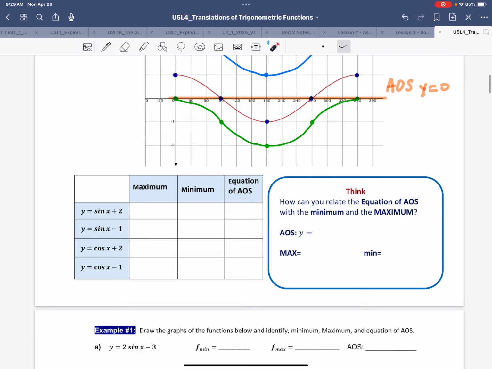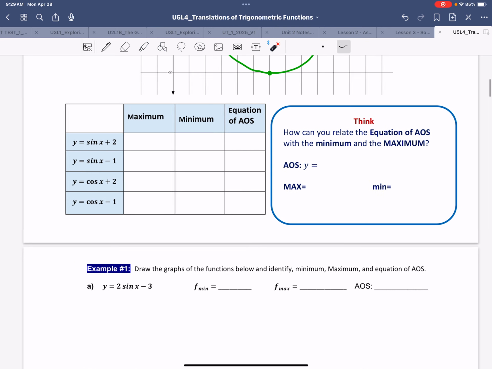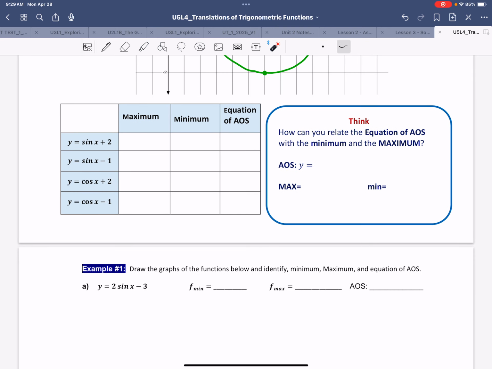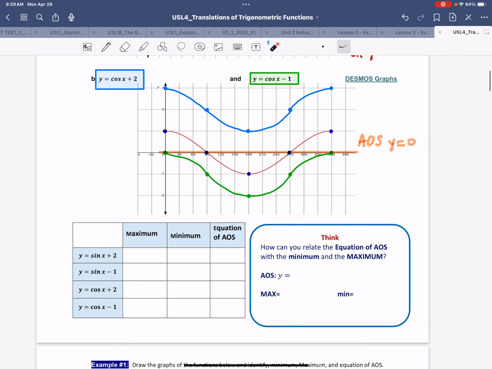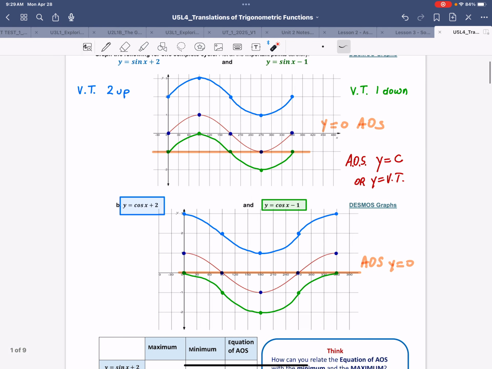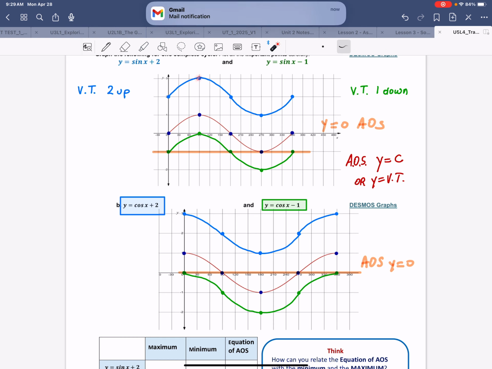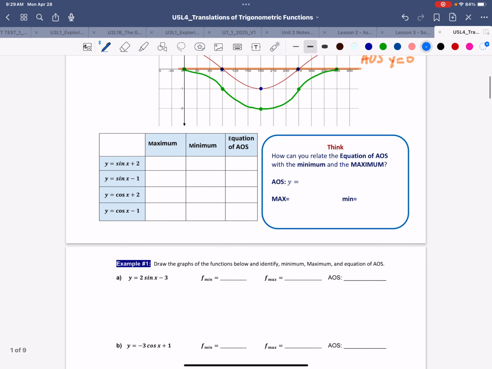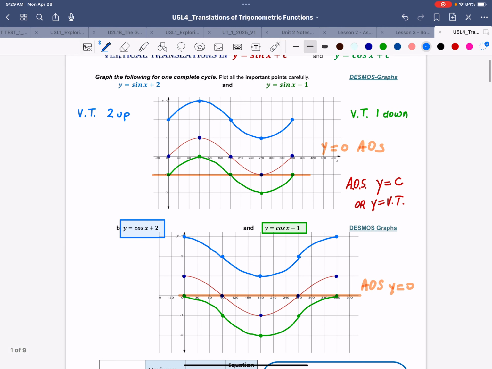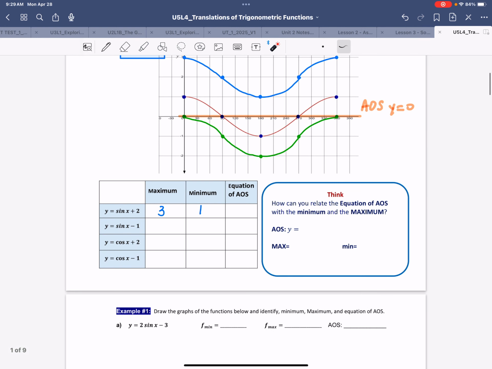Now, the next thing that we want to discover or connect or analyze, I should say, is how to connect the maximum, the minimum, and the equation of the axis of symmetry together. When you look at y equals sine of x plus 2, you see that the maximum value of the function is at y equals 3, and the minimum is at 1. So we're going to write that maximum is 3, minimum is 1, and the equation of the axis of symmetry, we said that it is at y equals 2. And here we go, y equals 2.